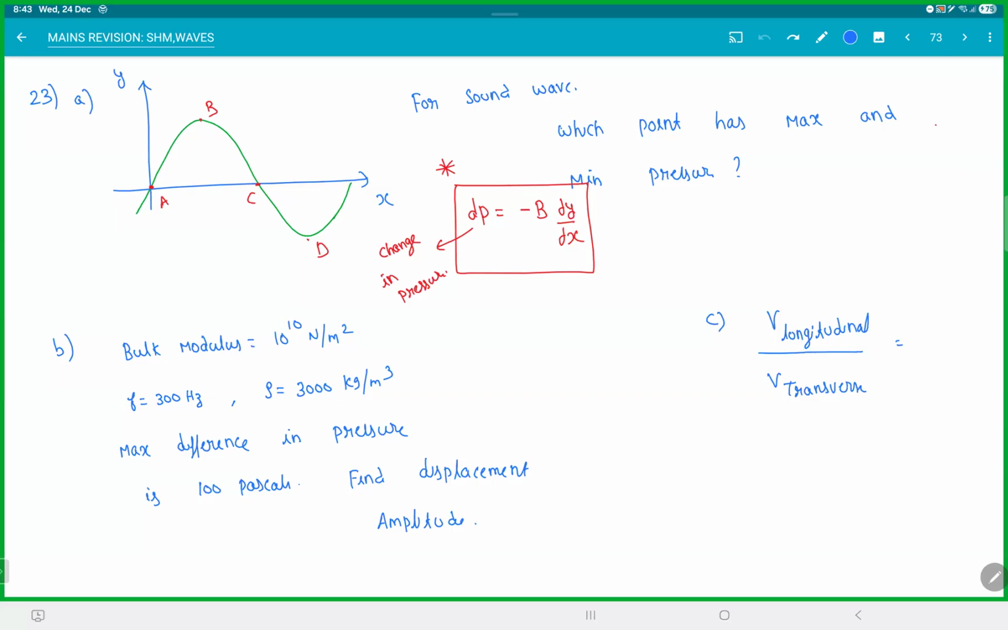Let me ask you this question. While studying sound waves, what do you study? Pressure or change in pressure? What is the property that you study in sound waves? Pressure or change in pressure? You study change in pressure. You don't study pressure.